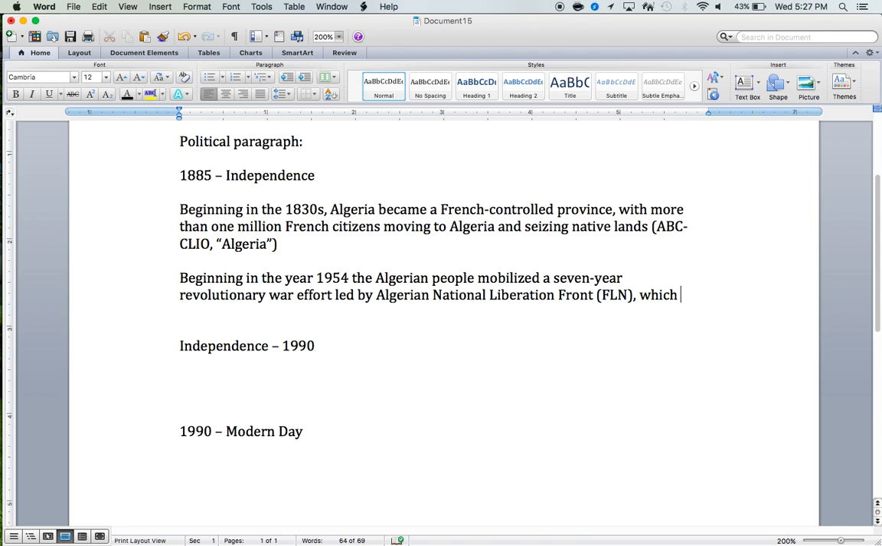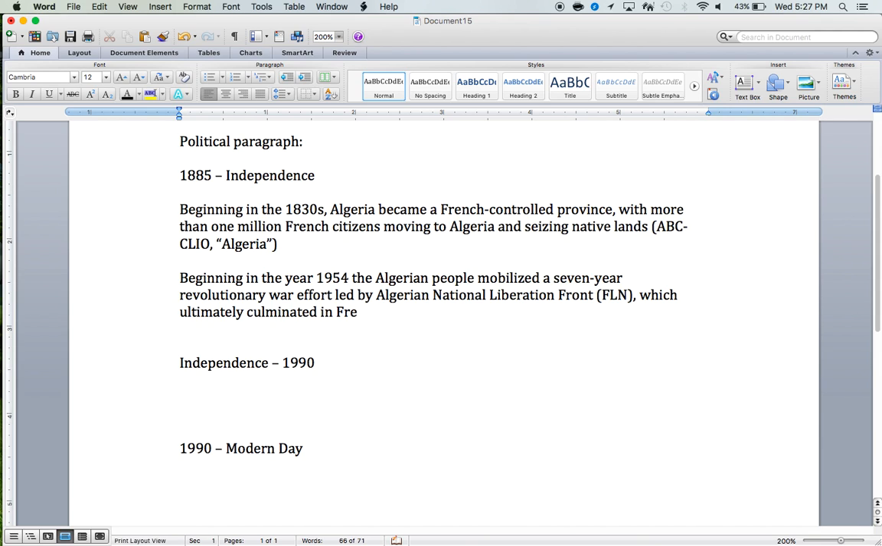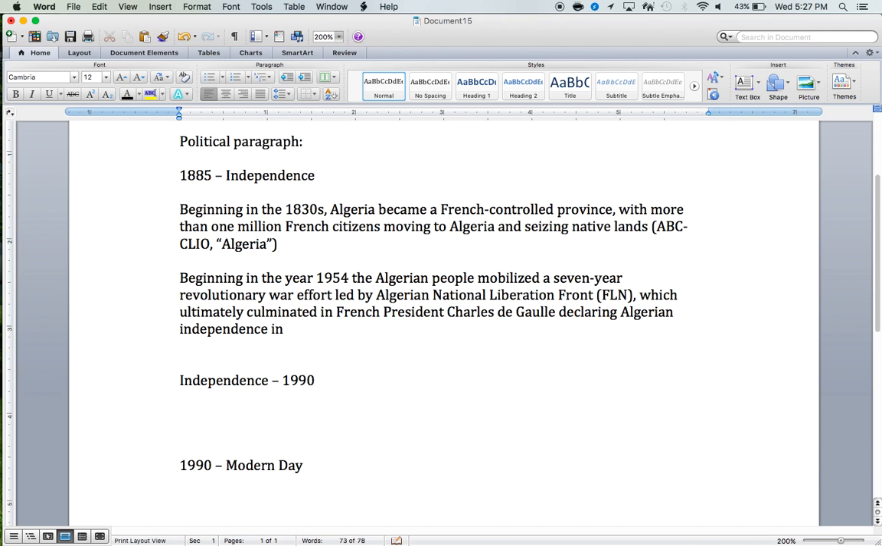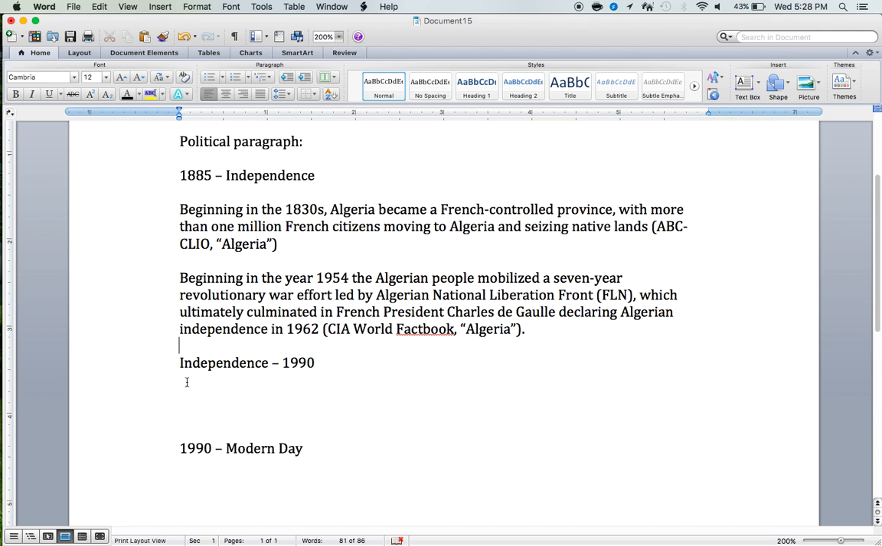And the efforts of this group ultimately culminated or resulted in French President Charles de Gaulle declaring Algerian independence in the year 1962. Now, all of this information came from the CIA World Factbook. And again, the way I would title that is with the article title Algeria and period at the end. So I have two sentences that get me up to independence. Now we know that independence came in 1962.